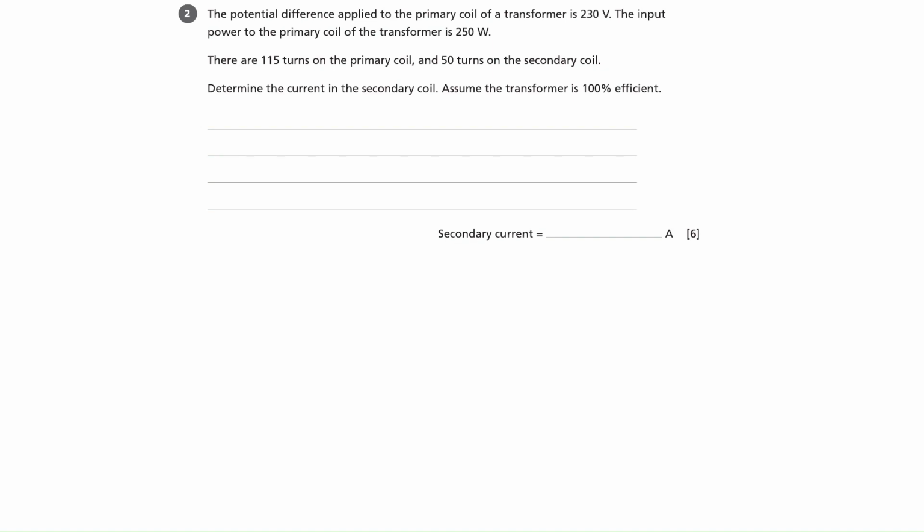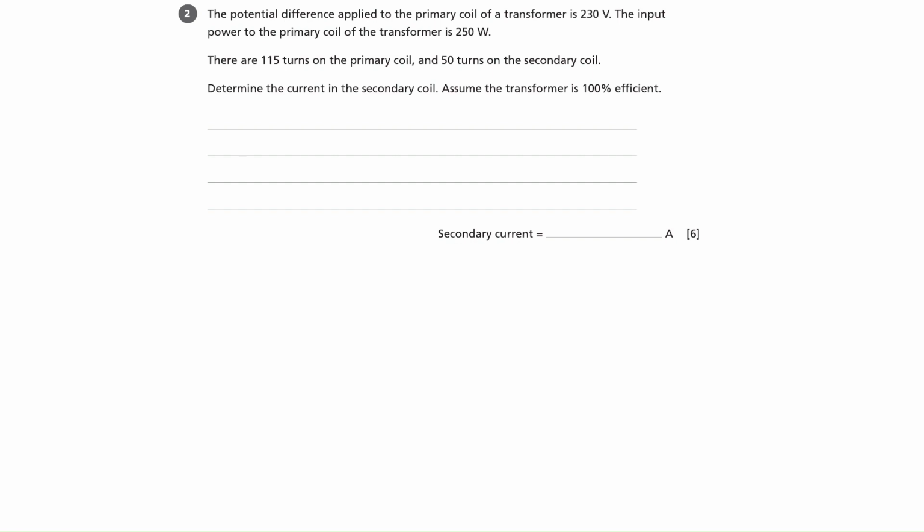Question 2. The potential difference applied to the primary coil of a transformer is 230 volts. The input power to the primary coil of the transformer is 250 watts. There are 115 turns on the primary coil and 50 turns on the secondary coil. Determine the current in the secondary coil. Assume the transformer is 100% efficient.